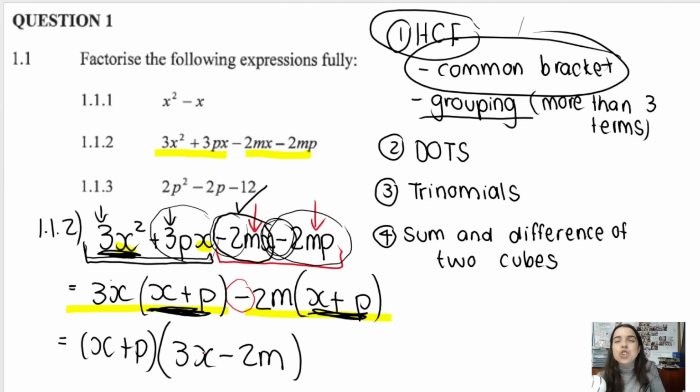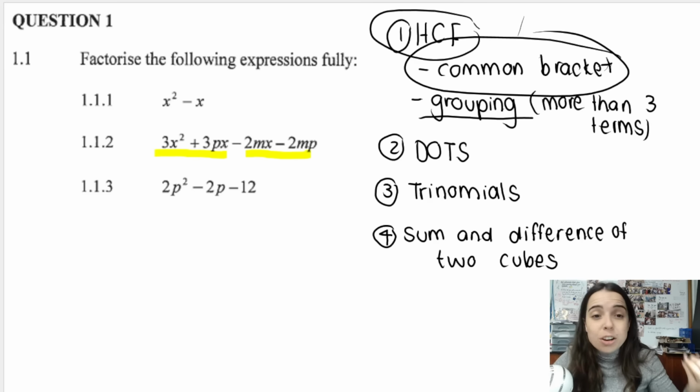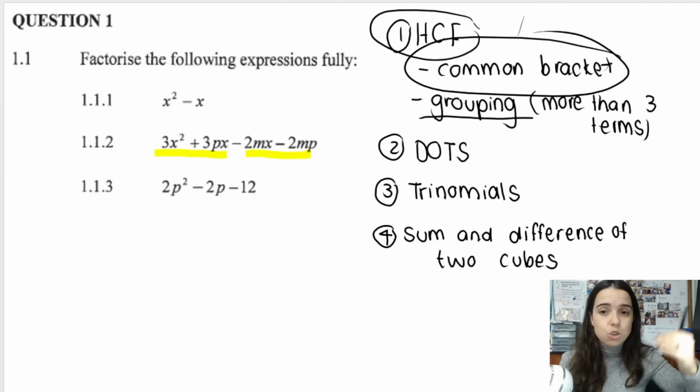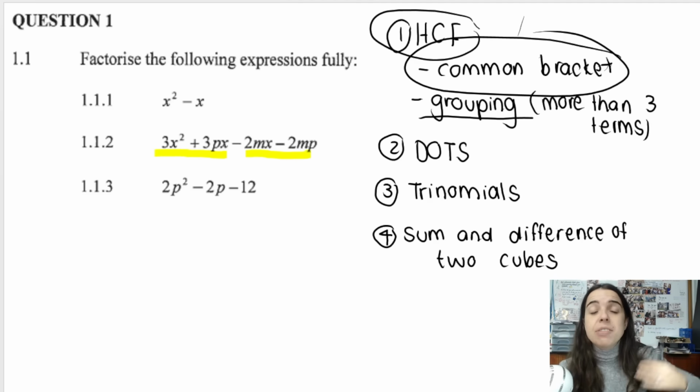Remember always to check inside your brackets to see if we can factorize further, and no, we cannot, because you can't take out any common factors from these two, and this is also factorized fully. So you're done. Right, a lot of my students, when they see 1.1.3, they immediately say, ma'am, that's a trinomial, let's do trinomials, and then they start attempting trinomials. Now, why would they think that that is immediately trinomials?